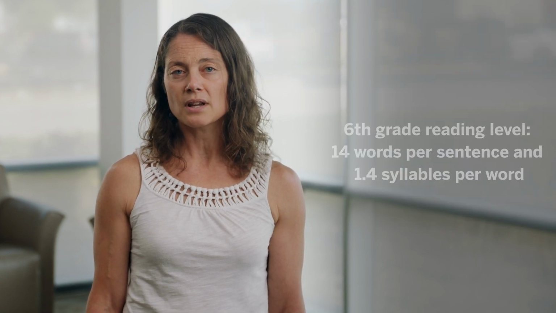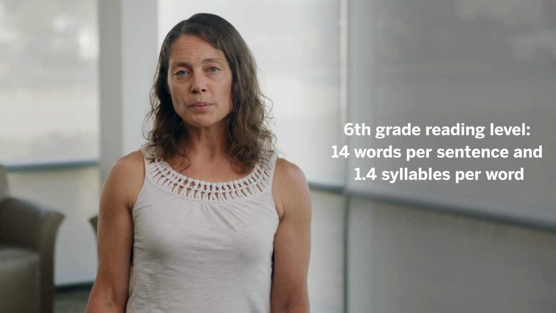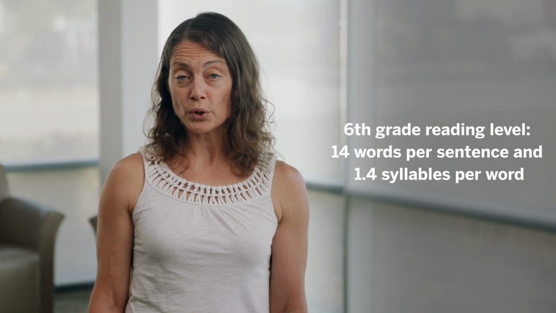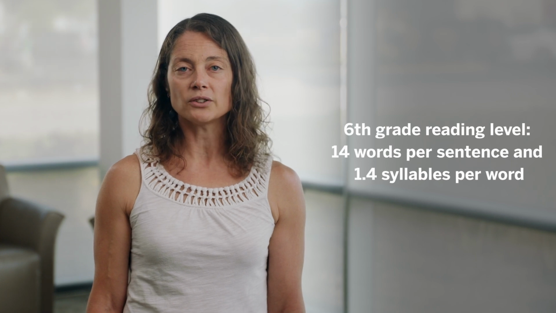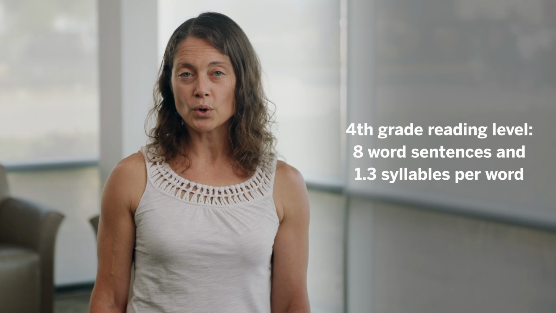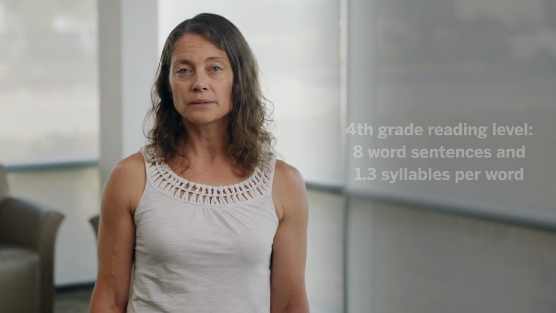Sentence length and syllables per word both contribute to the determination of reading levels. Roughly 14 words per sentence and 1.4 syllables on average per word is about 6th grade reading level. Persons with IDD do better with even easier to read information that is 3rd to 4th grade level, such as in Highlights for Children. 8-word sentences and an average of 1.3 syllables per word is about 4th grade level.